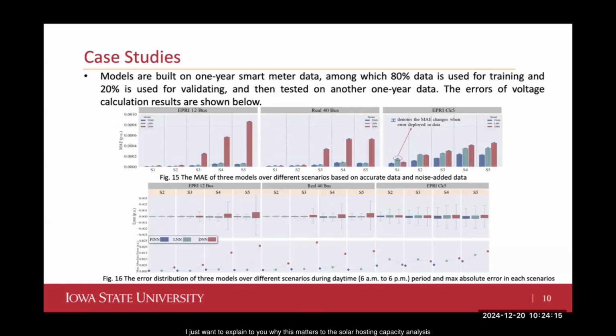Okay, I just want to explain to you why this matters to the solar hosting capacity analysis, especially model-free solar hosting capacity analysis, because we assume we only have smart meter data and we don't have the system topology, and we don't need that.